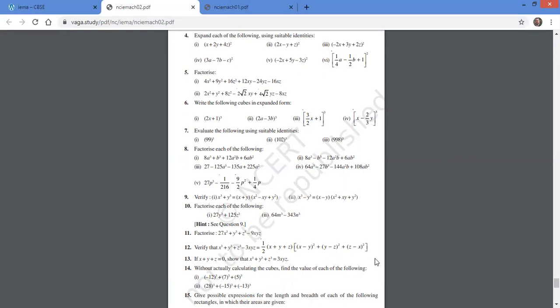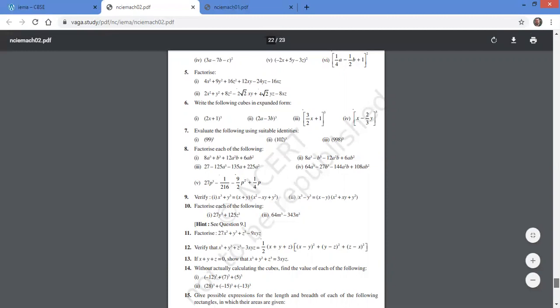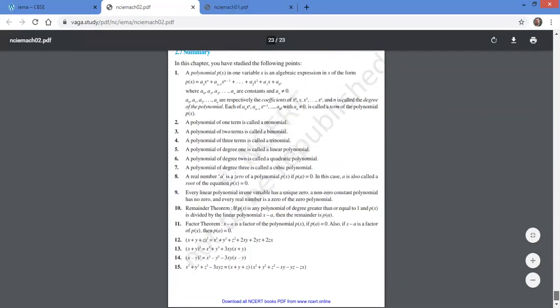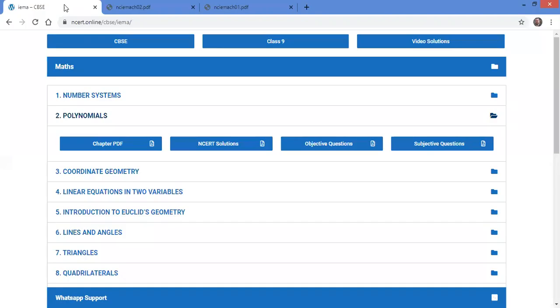Even in class 10, you can use this identity that whenever a plus b plus c is 0, then the value of a cube plus b cube plus c cube is 3abc. So that's about the second chapter. So moving further, we have coordinate geometry. There is nothing cancelled. Okay, this chapter remains as it is.